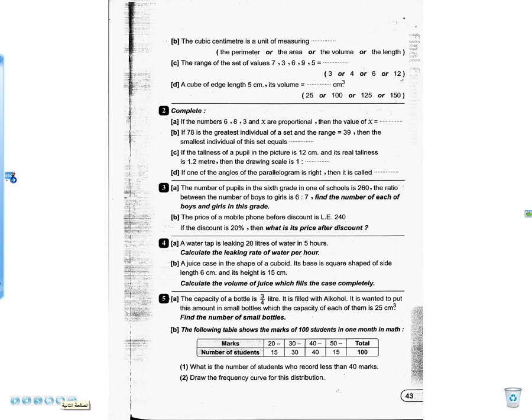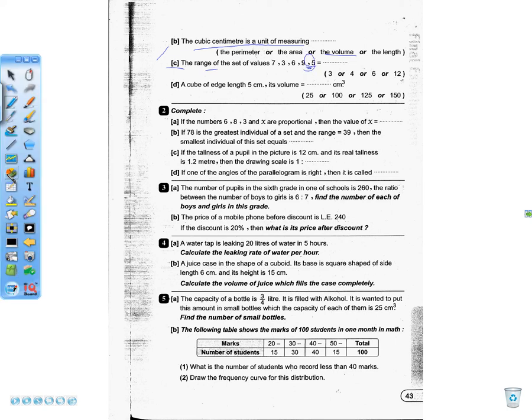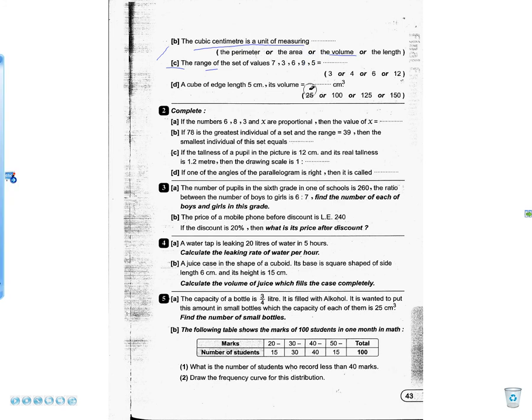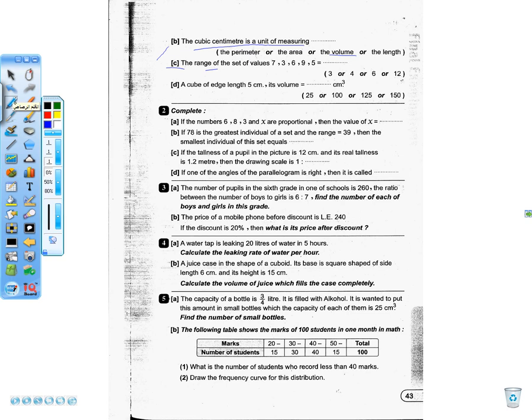Letter B, cubic centimeter is a unit of measuring what? Measuring the volume. Either cubic centimeter or cubic decimeter or cubic meter, all those are used to measure the volume. Then we move to letter C, the range. How can we get the range? You remember, the maximum value or the greatest value, minus the minimum or the smallest one.